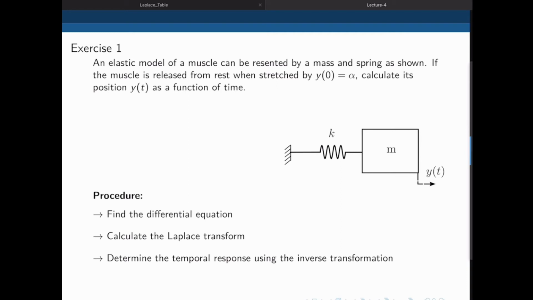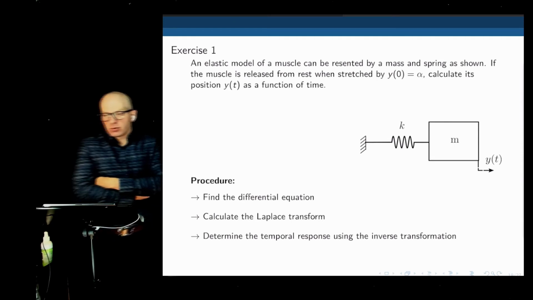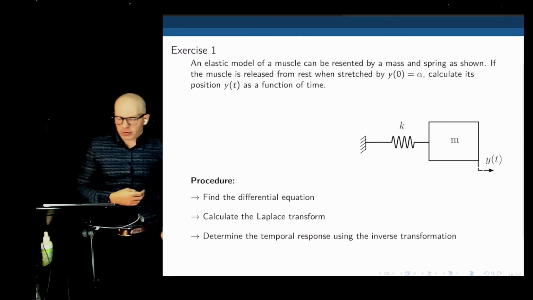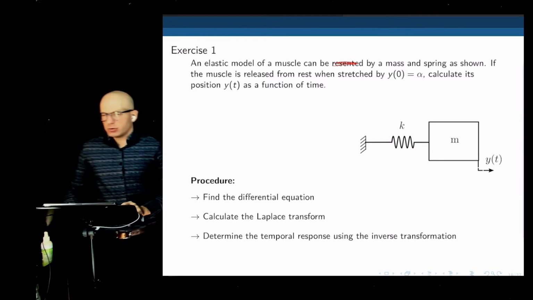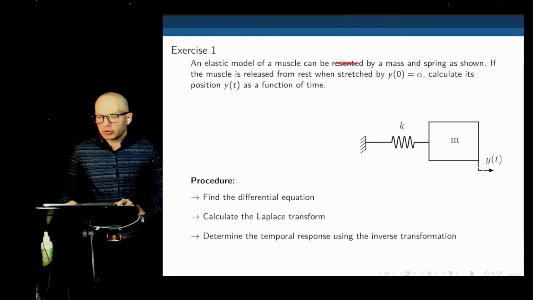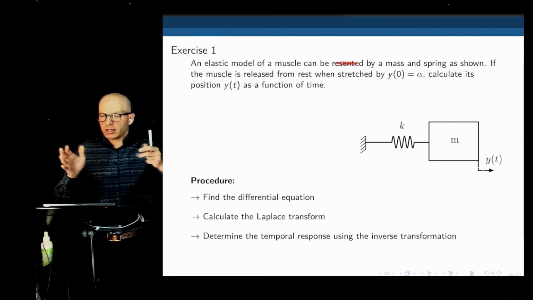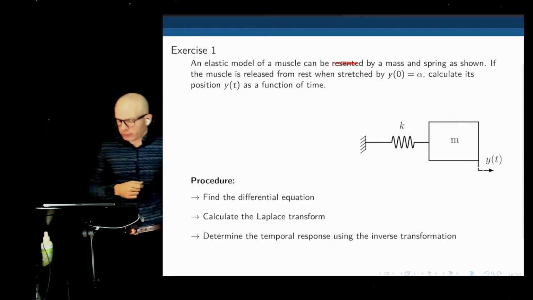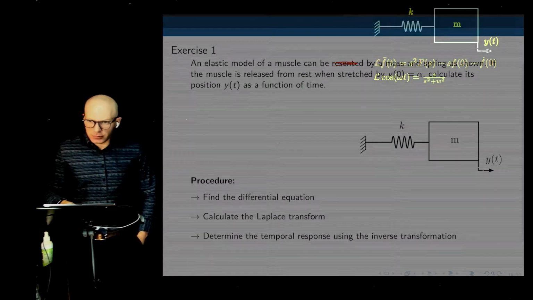All right, so let's do this example here to clarify things a bit, or maybe to confuse you even further. Here we have an elastic model of a muscle that is represented by a mass and spring as shown. There's no friction. If the muscle is released from rest when stretched by alpha units, calculate its position as a function of time. The muscle is stretched and let go. What is the position as a function of time? So let's see what we do with all this.